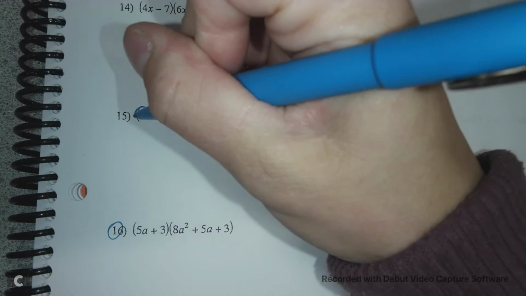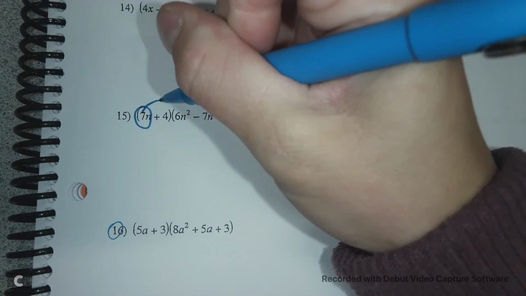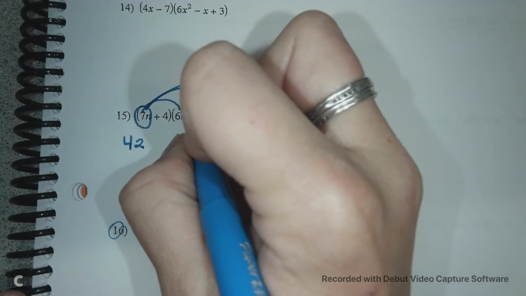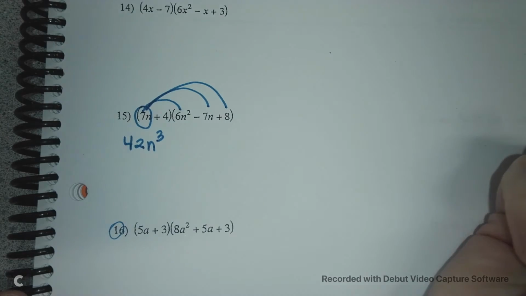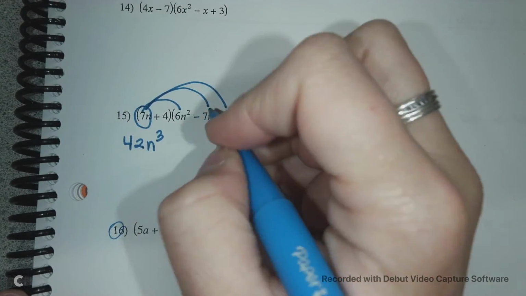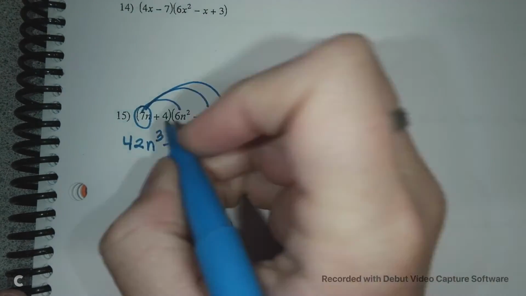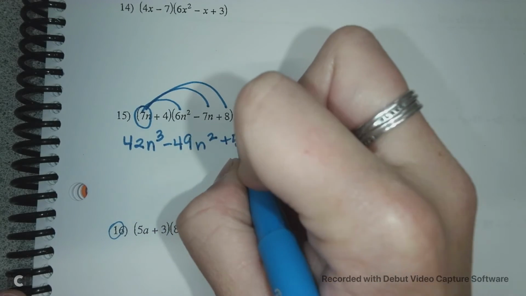But I still fancy distribute, so I'm going to take my 7n and distribute it to my 6, my negative 7n, and my 8. 7 times 6 is 42. I have 2 n's and 1 more, so that gives me 3. Then I have 7 times negative 7, which is negative 49. n and n make n squared. 7 and 8 is 56.